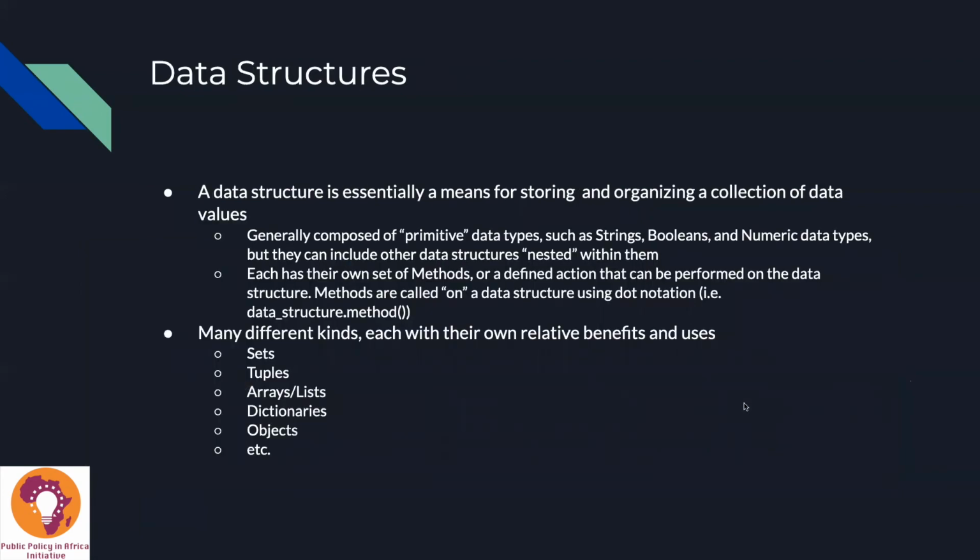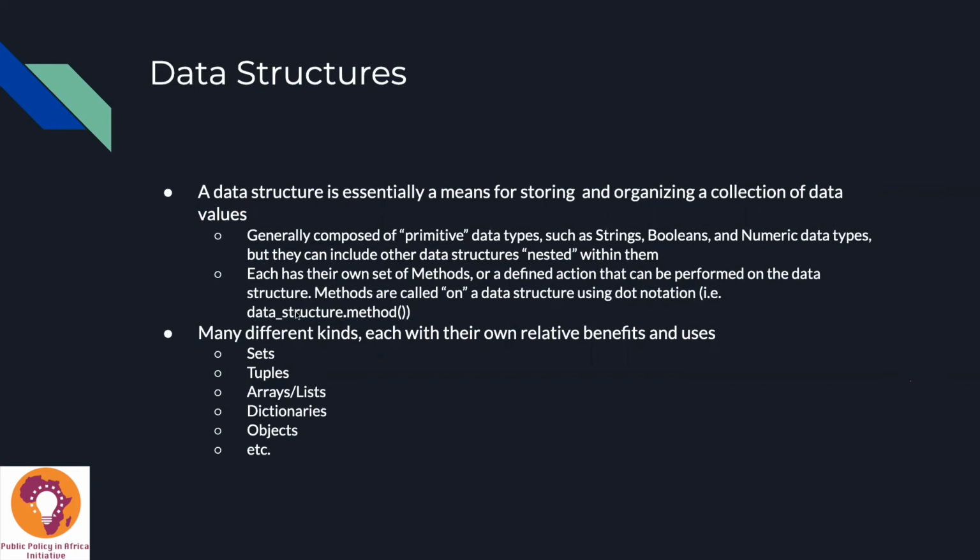All right, data structures. A data structure is essentially a means for storing and organizing a collection of data values. Generally, data structures are composed of primitive data types, such as strings, Booleans, and numeric data types, but they can include other data structures nested within them. Each has its own set of methods, or defined actions that can be performed on that data structure. Methods are called on a data structure using dot notation.